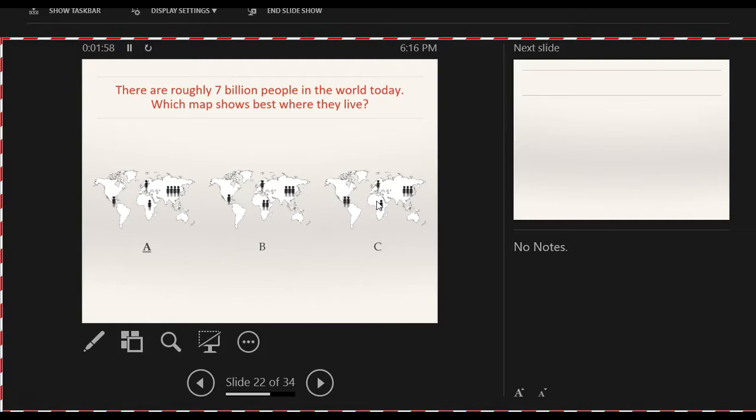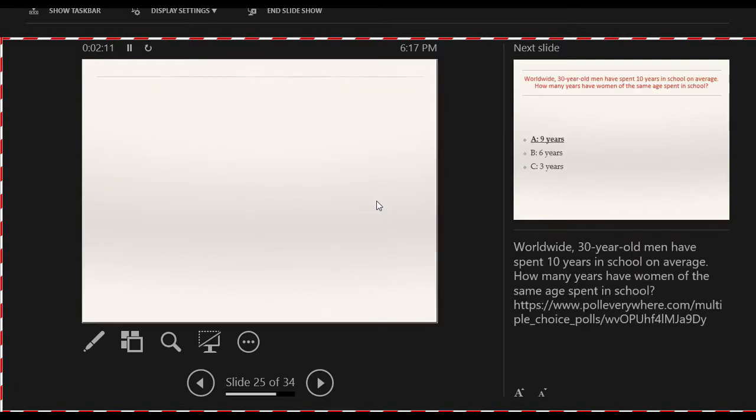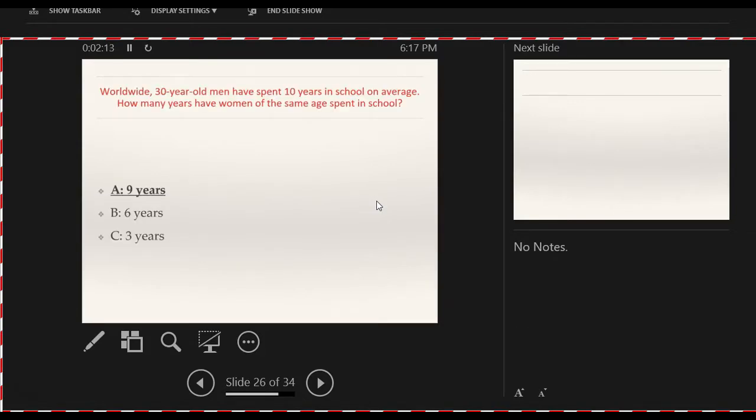in Southeast Asia. Okay. And how many of the world's 1-year-old children today have been vaccinated against some form of disease? And that's 80%. 80% of people have been vaccinated against some form of disease. And worldwide, 30-year-old men have spent 10 years in school on average. And how many years have women of the same age spent in school? It's 9. So it's not where it should be, but it's better than at least what I thought.